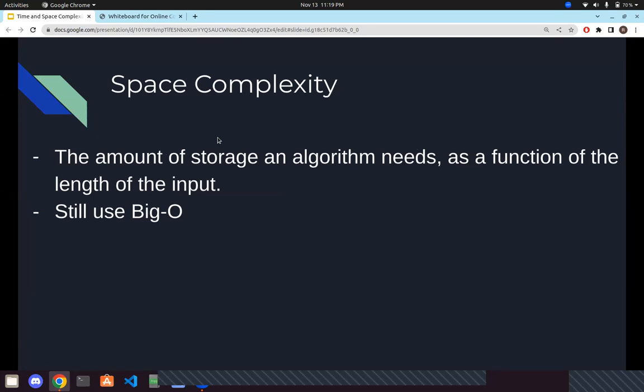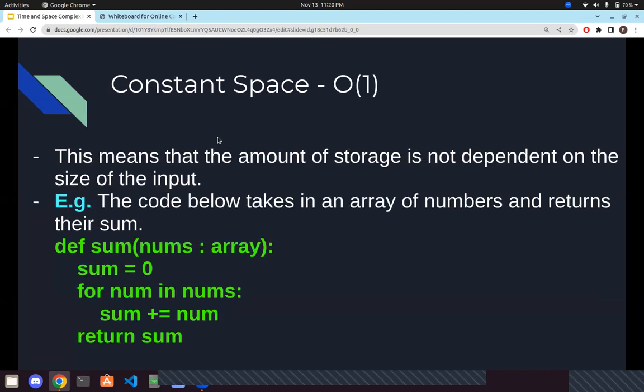So space complexity is the amount of storage an algorithm needs as a function of the length of the input. And we're still going to use big O. Now space complexity is usually a lot simpler than time complexity. You don't really see O of log n or O of n log n for space complexity. It's usually constant, linear, or quadratic, or maybe some other exponent of n. But for this video, I'll just talk about constant and linear. So constant space means that the amount of space is not dependent on the size of the input.